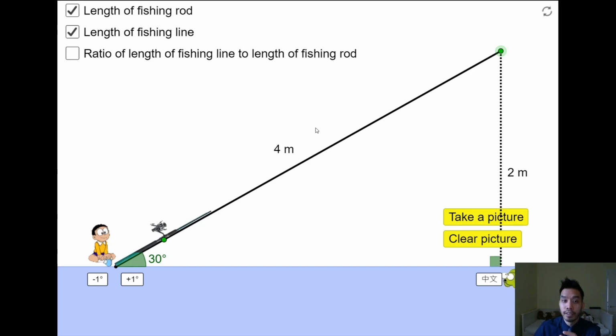And the concluding sentence is, for every 30-degree triangle, the opposite is half the hypotenuse. That's what that means. And so I'm going to write out the ratio here.